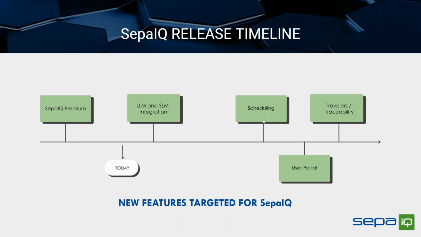And then targeting for the end of the year, travelers and traceability, being able to do that at a higher level and just on steroids, being able to ingest images and PDFs and other data along with that traceability. So a serialized item, you would have all that data aligned with it. We are going to have a user portal that you can go into and manage your licenses. Very excited to get that going as well, as we have developers working on that now.